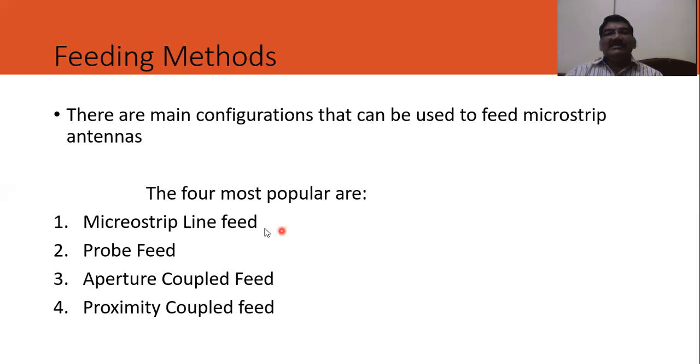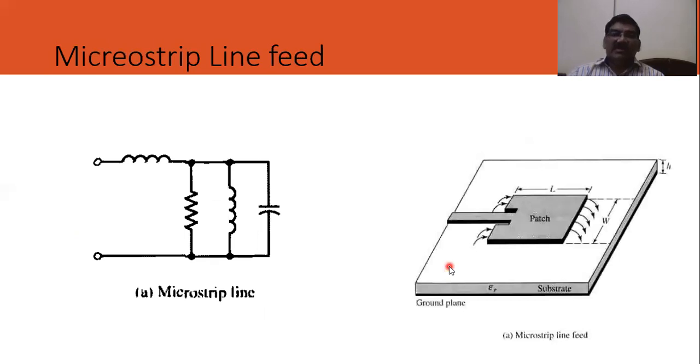We will try to understand what the microstrip line feed is, what the probe feed is, then the aperture coupled feed, then the proximity coupled feed. So these are the feeding techniques for the antenna. We will see them one by one. The very first is the microstrip line feed.